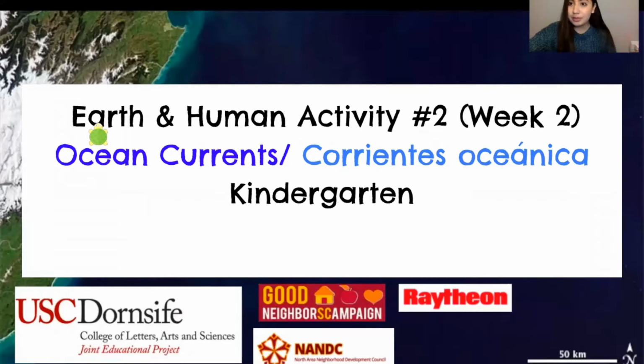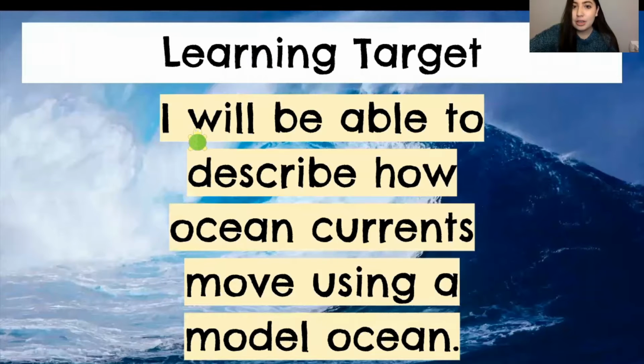And this week, I'm going to be demonstrating ocean currents for you. So if you could see my turtle here, we're on Earth and Human Activity number 2, week 2. So we're going to be learning about ocean currents. Today, you will be able to describe how ocean currents move using a model ocean. That means we're not going to use the real ocean today. We're going to use a sample or a model of an ocean that I made in my learning space, and you're going to learn how to make your own model ocean in your learning space today.